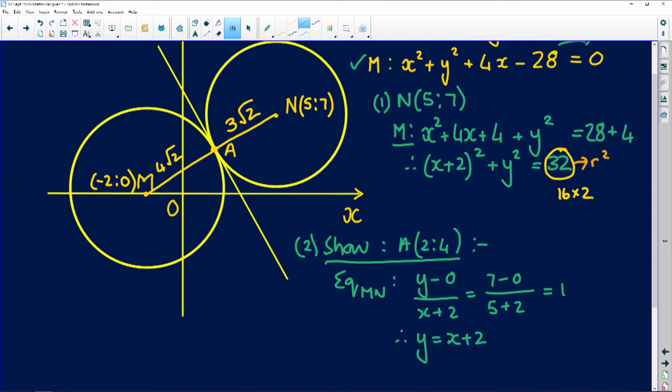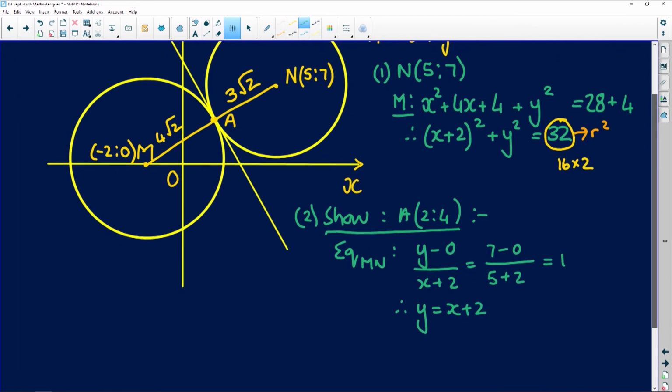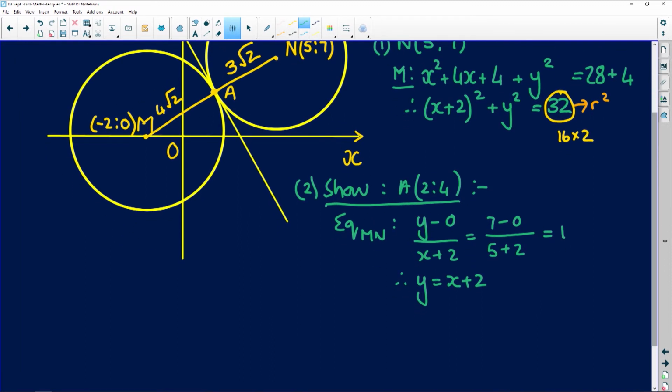Now, what does that tell us? And folks, this is the key thing that you need to realize. If you have the equation of the line on which the point A lies, then you have the coordinates of A. The coordinates of A will be x and x plus 2. The y value is x plus 2.